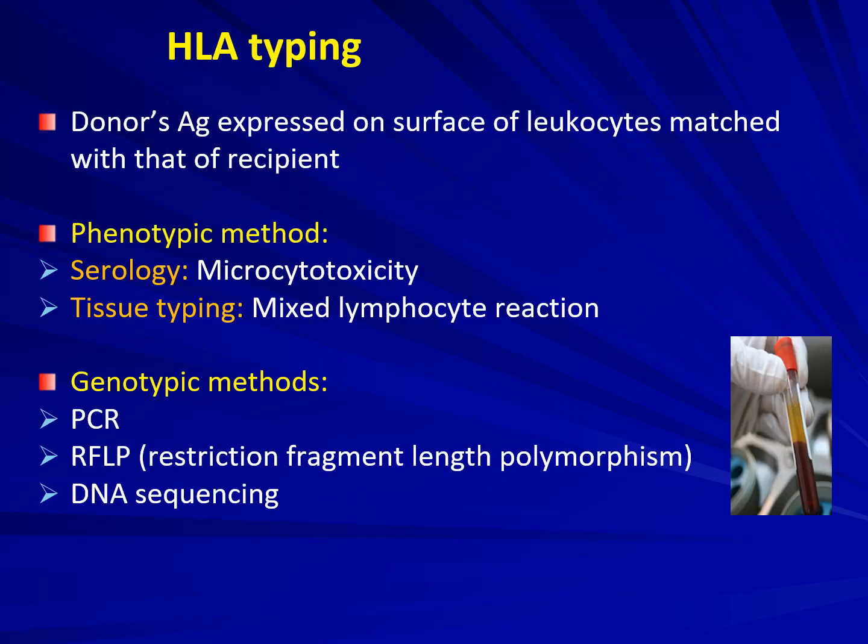What is HLA typing? The donor's antigens expressed on the surface of the leukocytes are matched with those of the recipient. The different methods: phenotypic methods and genotypic methods. Phenotypic methods: serology, microcytotoxicity method, tissue typing by mixed lymphocyte reaction. Genotypic methods: PCR, restriction fragment length polymorphism and DNA sequencing. These are the various HLA typing methods wherein you have to match the donor and the recipient whenever there is any kind of transplant.